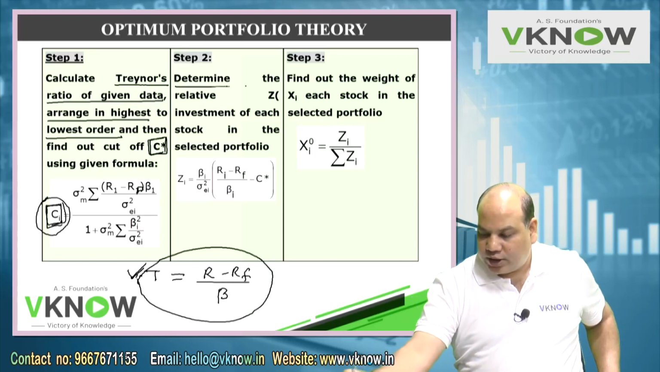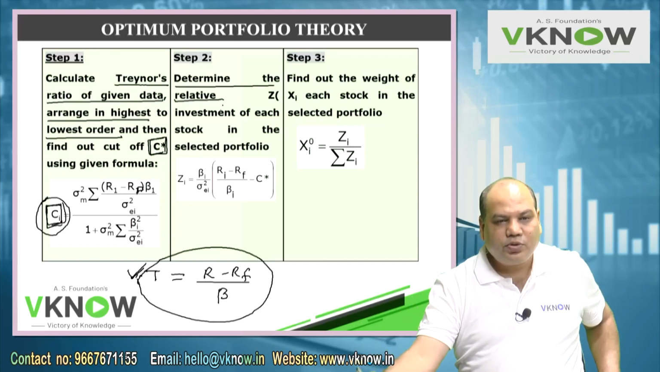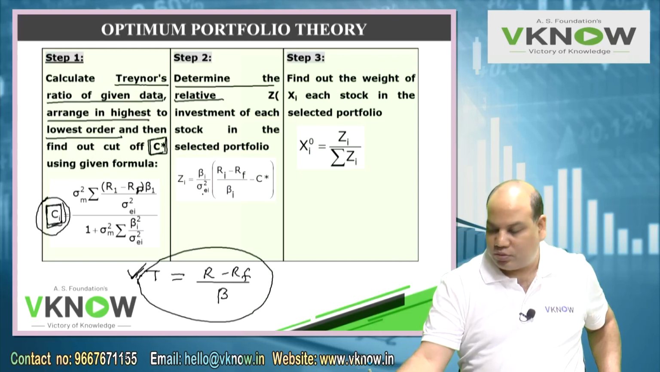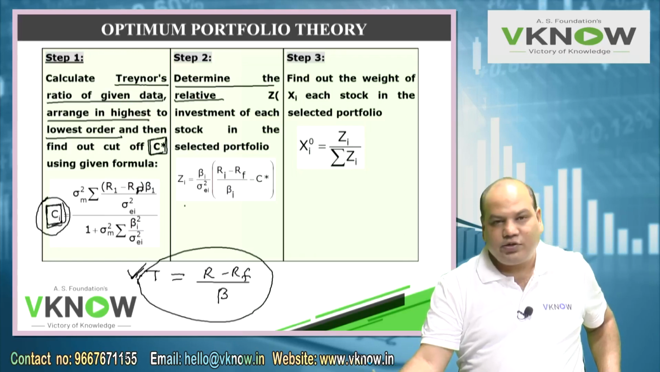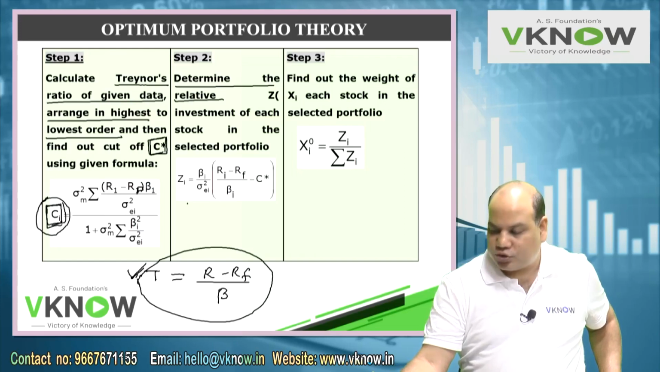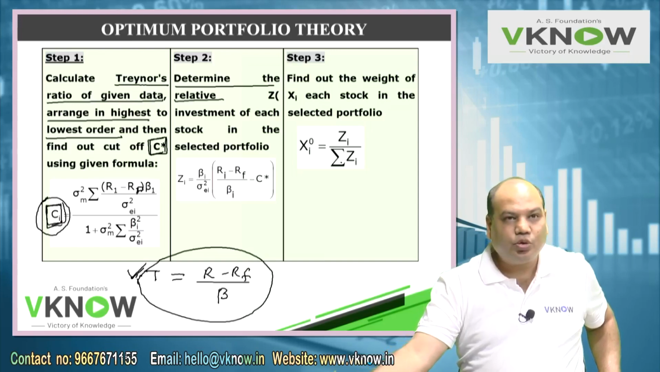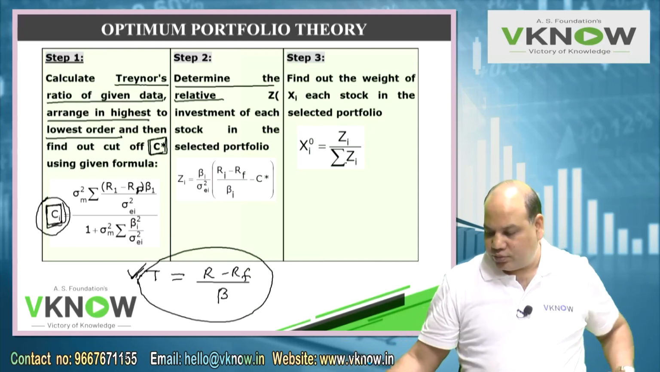In order to decide the weight, first we'll compute their relative Z value, which is beta upon sigma ei square into R minus Rf upon beta minus that C cutoff point. And after getting Z value for each selected stock, then you will compute the weights in percentage: Z value of a particular stock upon total of all Z values.